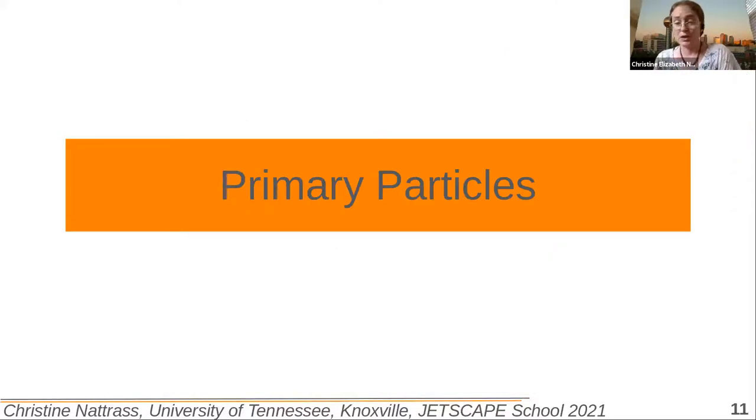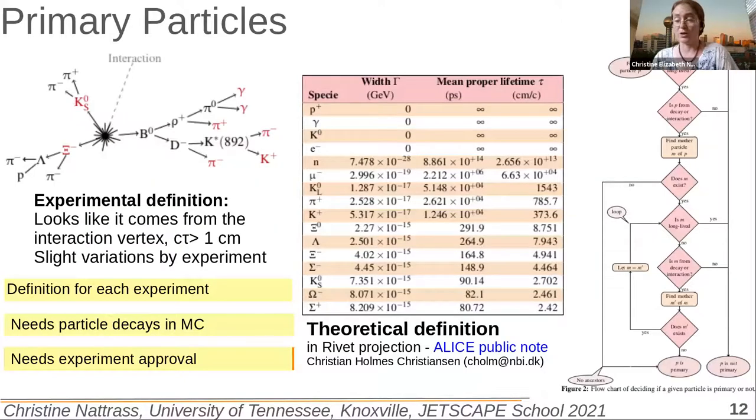Okay, primary particles. So experimentally, what is a primary particle? It's a particle that looks like it's coming from the interaction vertex. It turns out that it's a little bit tricky to figure out on a theoretical level, when you're dealing with particles by particle type, how you should classify it. So what's really helpful when you're writing a RIVET analysis is to have a definition of primary particles in RIVET, so that when you're writing an analysis, you don't have to redefine it every time. The ALICE collaboration pioneered this and has a projection in RIVET, which is like a method. We're trying to get the other collaborations to adopt this.